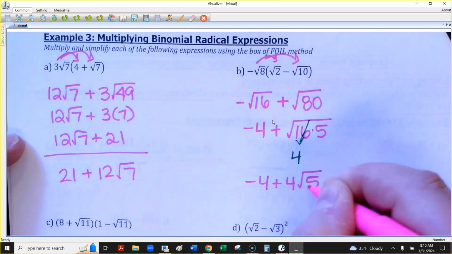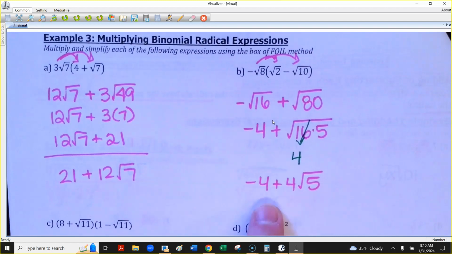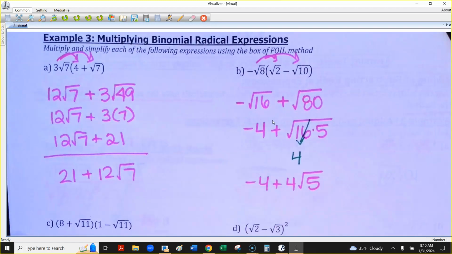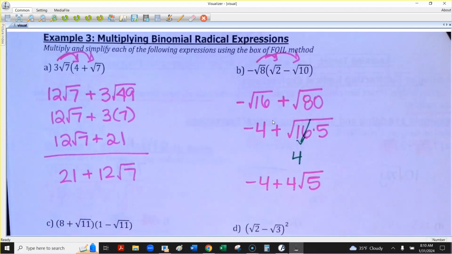roots of 5. And just please, please, please, I see people do this sometimes. They'll accidentally take the two numbers out here and be like, oh, -4 plus 4 is 0. Don't do that. This is -4 by itself. You can't add it to a term that has a radical attached to it. It'd be like -4 plus 4x. You wouldn't add them together.